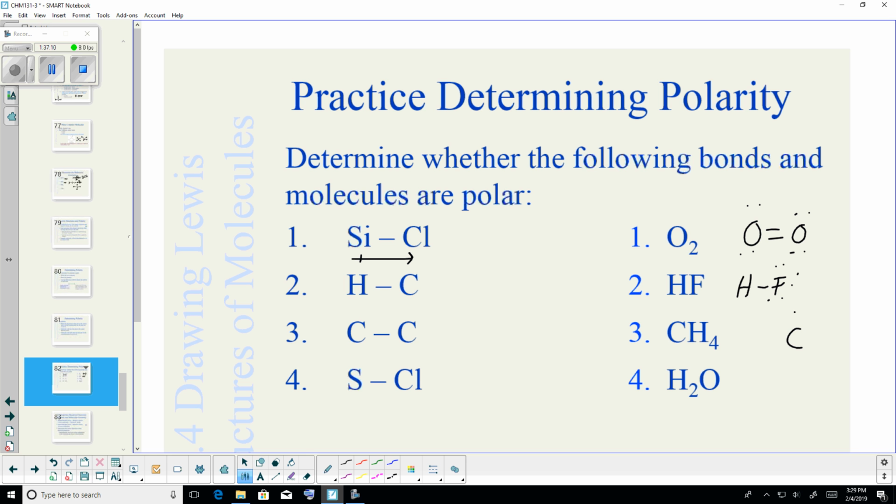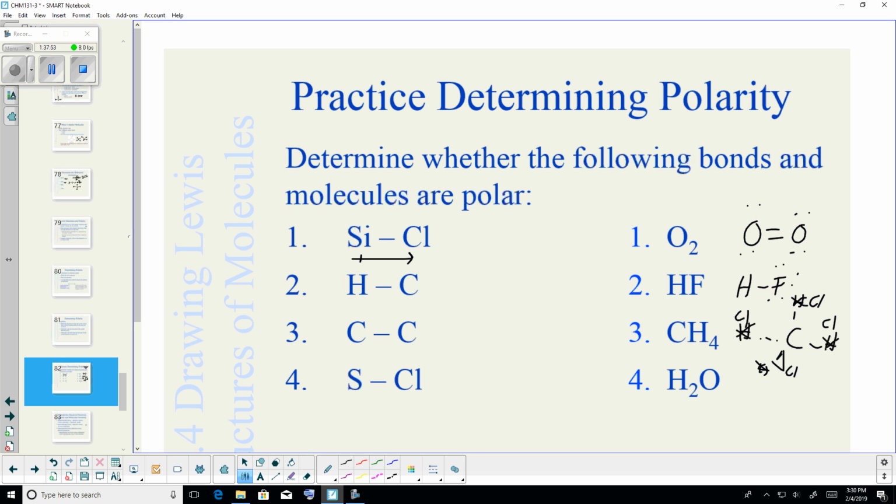CH4. So they're all the same, right? And it's symmetrical, so it's nonpolar. If I change one of these to a chlorine, now it becomes polar. If I change the second one to a chlorine, it's still polar. If I change the third one to a chlorine, it's still polar. If I change all four of them to chlorine, now it becomes nonpolar because the forces, like vectors, cancel each other out.